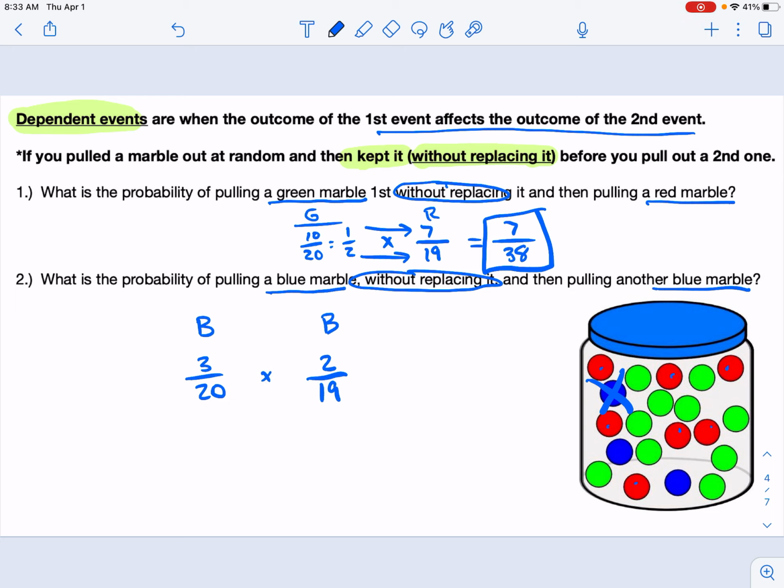So we still multiply across. 3 times 2 is 6. 20 times 19 is 380. We could simplify that by 2, and we get 3 out of 190 for the probability of picking a blue, not replacing it, and then picking another blue. All right, let's take a look at a couple more.